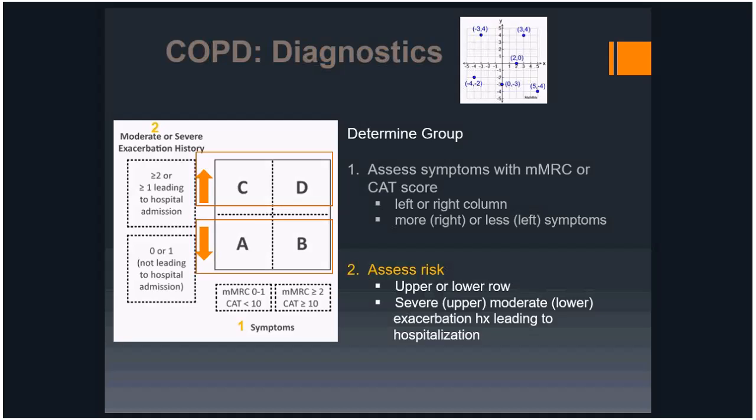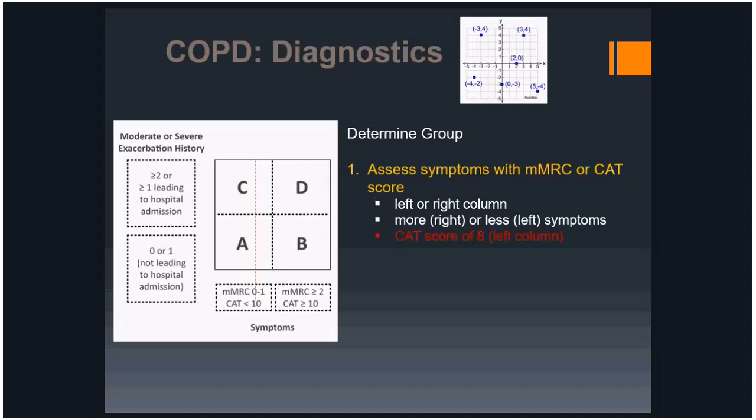And then obviously if they've had greater than 2 exacerbations or greater than 1 exacerbation that led to a hospital admission, they would be in the upper row. And again, the lower row is 0 or 1 exacerbations that did not lead to a hospital admission, whereas the upper row is 1 exacerbation that led to a hospital admission or 2 exacerbations. So again, it's much like plotting on a graph. And so this is an example.